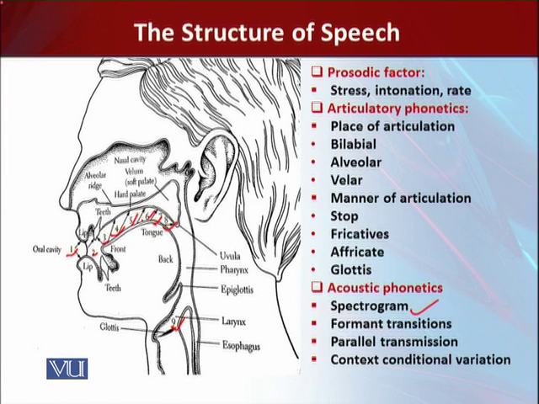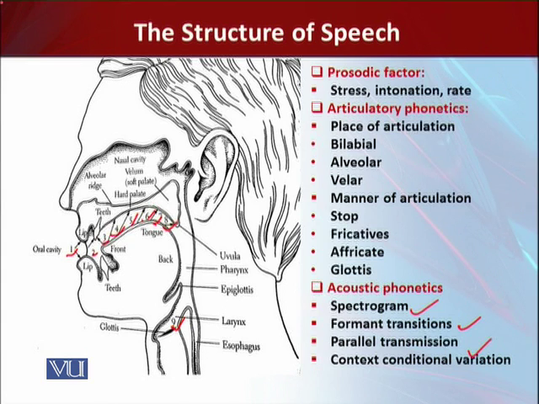Coming to formant transitions. The Acoustical Society of America defines a formant as a range of frequencies of a complex sound in which there is an absolute or relative maximum in the sound spectrum. We have to understand that the formants are distinctive frequency components of the acoustic signal produced by speech or singing.